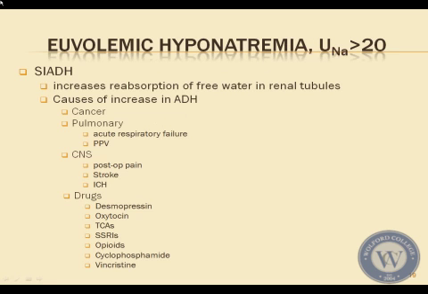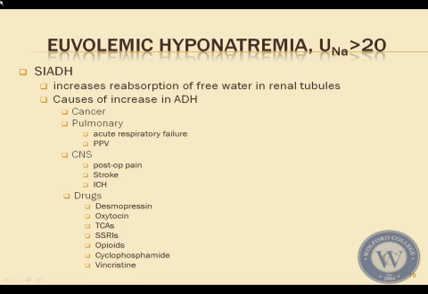If you look at one example of euvolemic hyponatremia, where your urine sodium concentration is greater than 20, which means that you're spilling sodium in these individuals, it's a situation like the syndrome of inappropriate antidiuretic hormone. This leads to an increased reabsorption of free water in the renal tubules, and it causes an increase in total antidiuretic hormone.